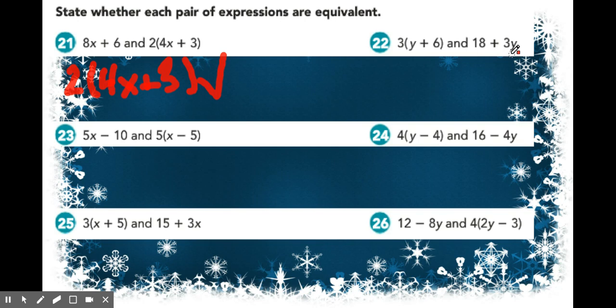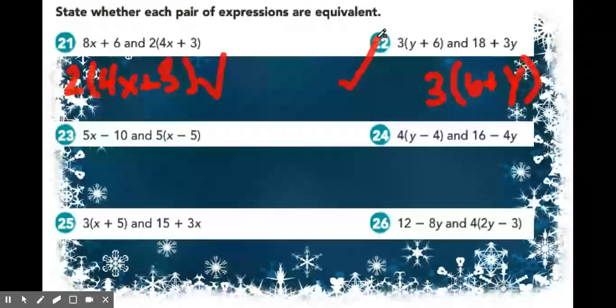18 plus 3y, I can go ahead and factor out a 3. 3 goes into 18 6 times, plus 3 goes into 3y, 1y. I know these are equivalent, even though the 6 and the y are in different orders, because I know in addition, the order does not matter. So these are equivalent.